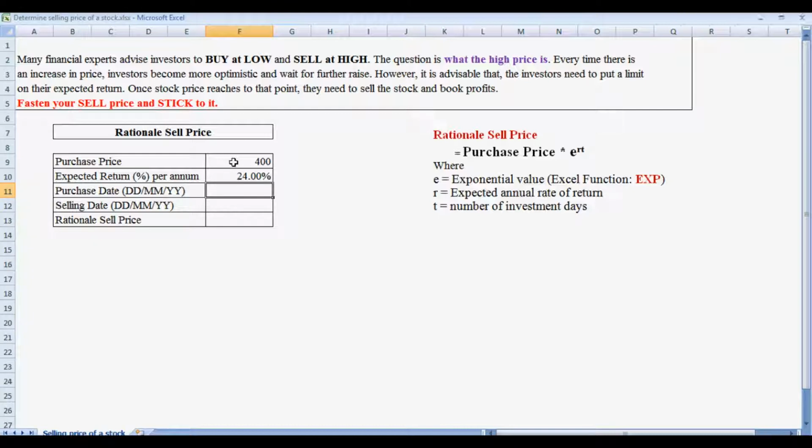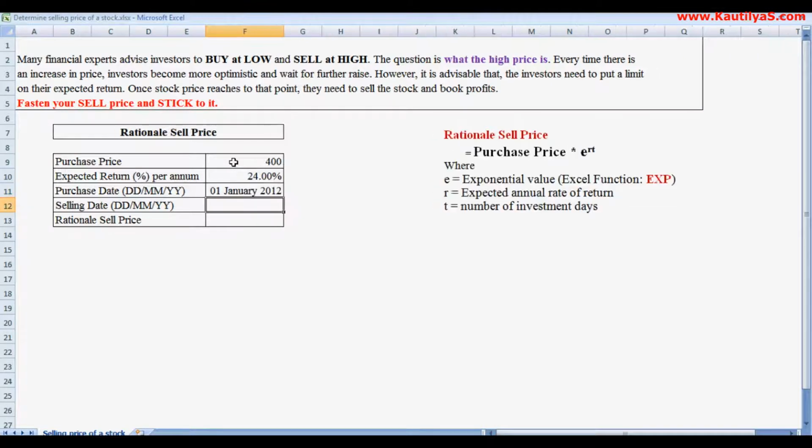Next, enter the purchase date, that is the date of purchase of your stock. It needs to be in a DD format. Let us say 1st January 2012, and the sell date, assuming that you are selling this stock on 31st December 2013.